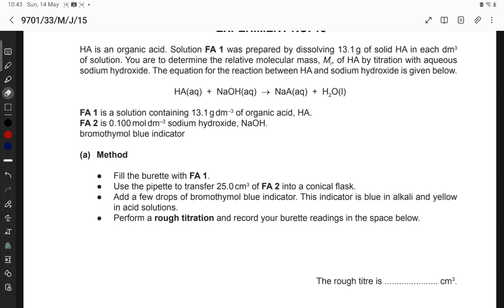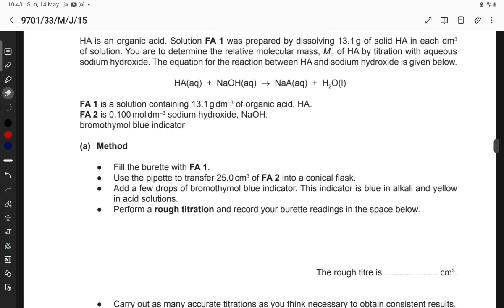Today I will discuss 9701 paper 3 May June 15. You know that the first question mostly in paper 3 is titration. So this is question 1.